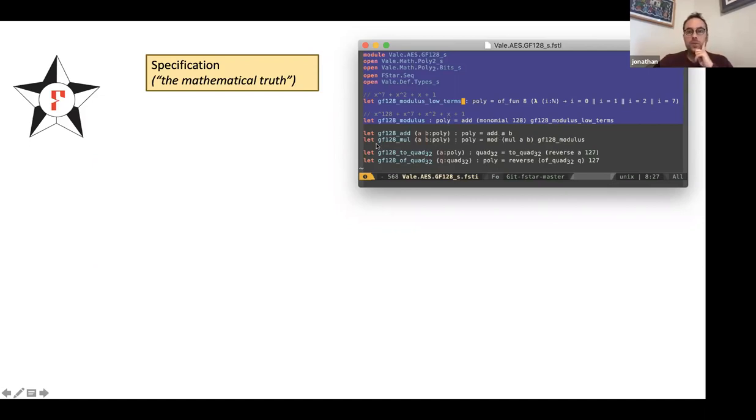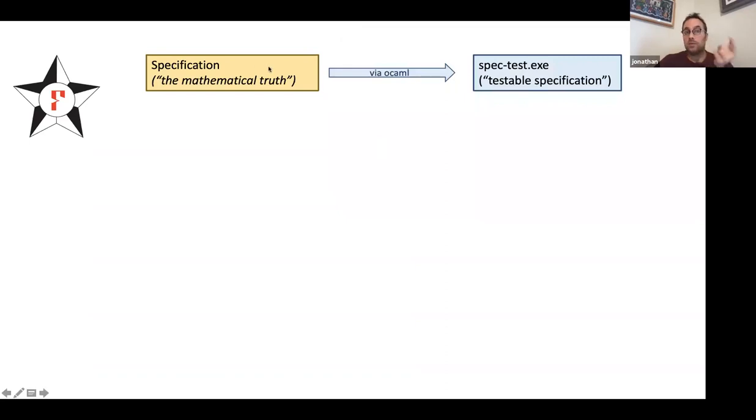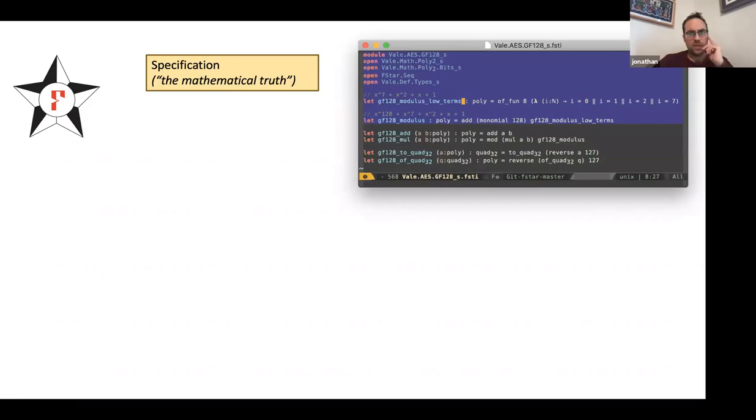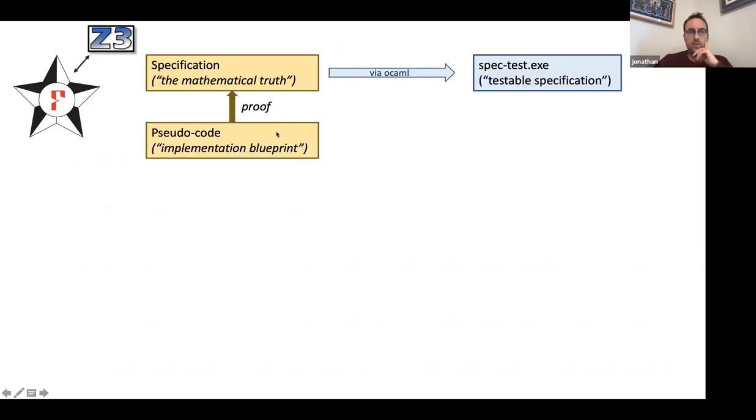So in case I don't trust the person who reviewed my code, I can actually extract this specification via OCaml to a very, very slow and inefficient implementation. But at least I can run a few test vectors and convince myself that it's a legit specification. So after gaining confidence in the specification, I can do a step of refinement, which essentially means I'm going to write a second implementation, which I call pseudocode or implementation blueprint, that's going to be shown using the F-star proof assistant and underneath the Z3 SMT solver, to be a refinement of the mathematical truth.